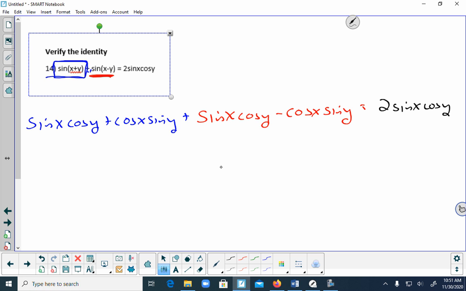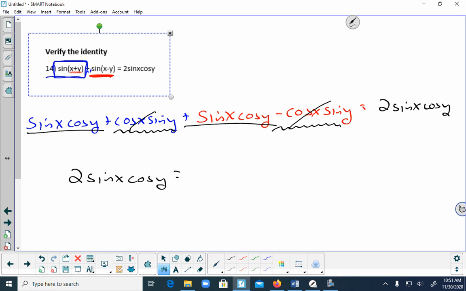So when I look here, I have a sine of x cosine of y, and I have another sine of x cosine of y. So I have two of them, 2 sine x cosine y. Here I have a positive cosine x sine y, and I have a negative cosine x sine y. So those will equal 0. So now I've shown that I have 2 sine x cosine y is equal to 2 sine x cosine y. And so I verified that identity. But you have to show the work. The work is the problem.